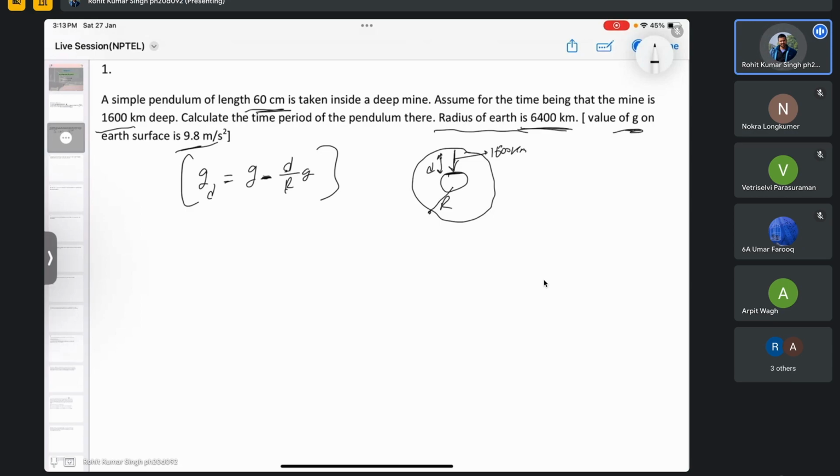So basically, it depends on the distance d, at what depth you are, and the radius of the Earth r. And g is your standard acceleration due to gravity. So here in this case, d is 1600 kilometer, right? R is 6400 kilometer.